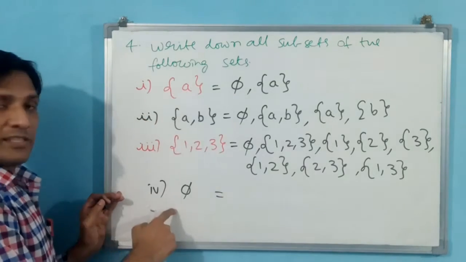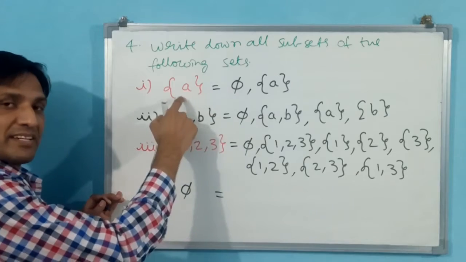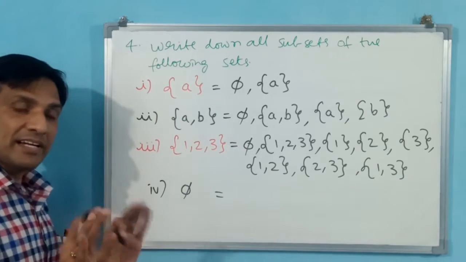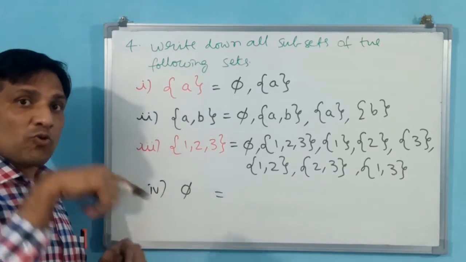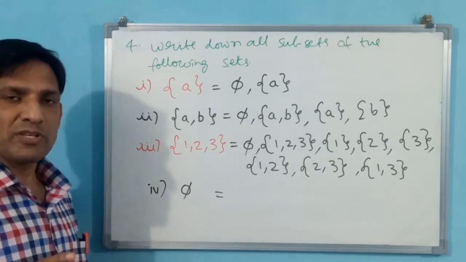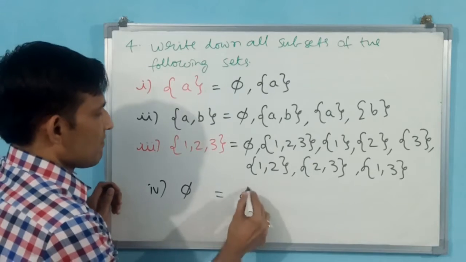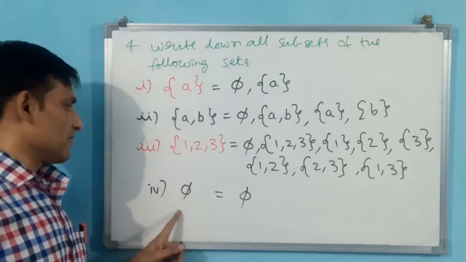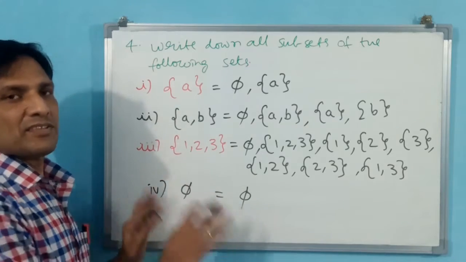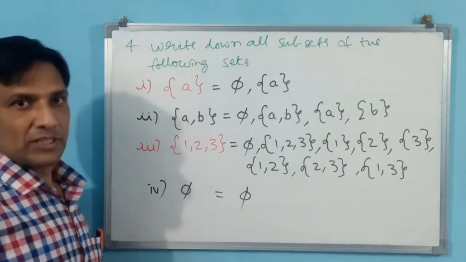See, this is different. This is a singleton set, one element is there inside. But here, empty set. Empty set means no element, 0 elements, which means 2 power 0. 2 power 0 means what? 1. Every set has a subset of itself. Then the empty set has the empty set as its subset. This is the answer for the fourth question.